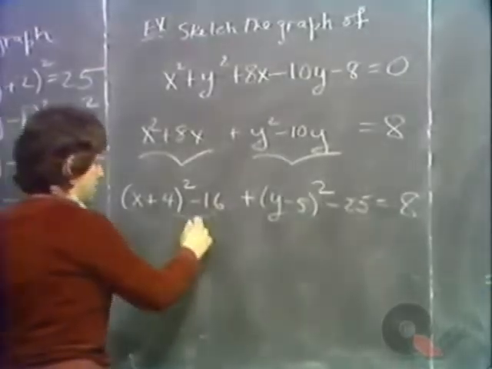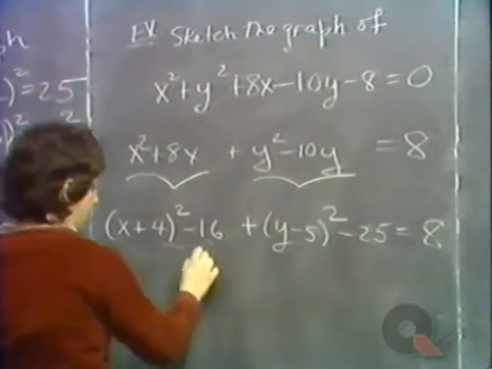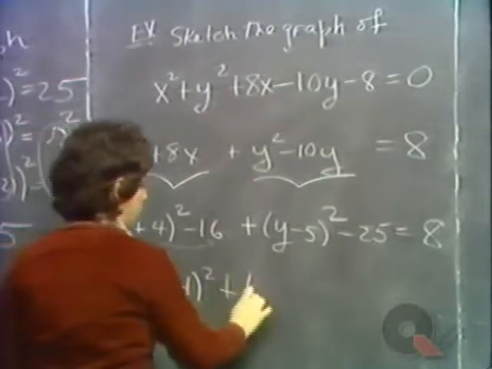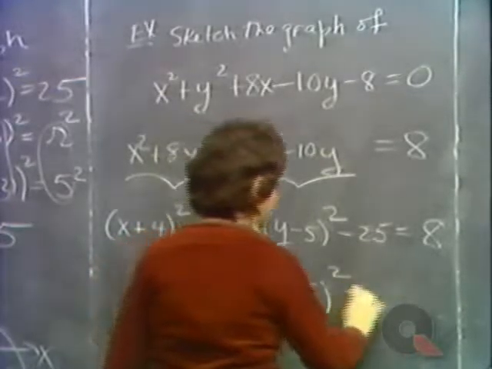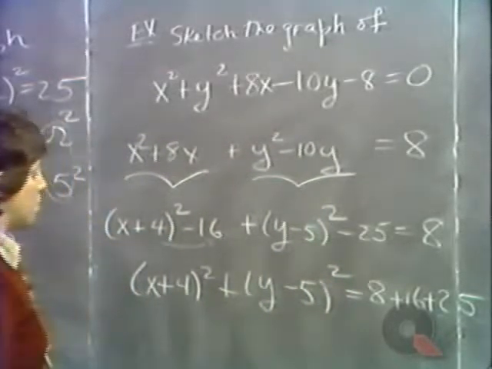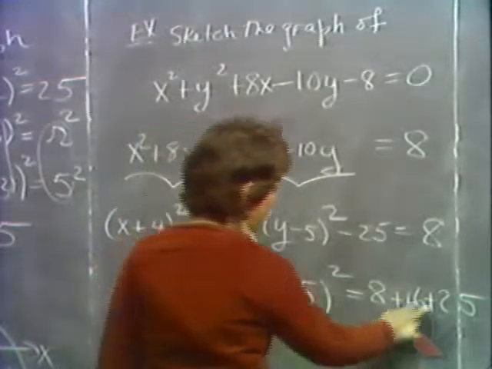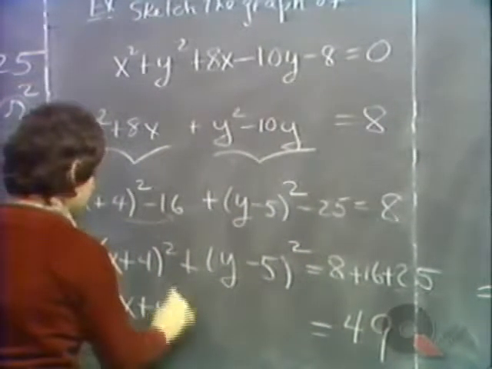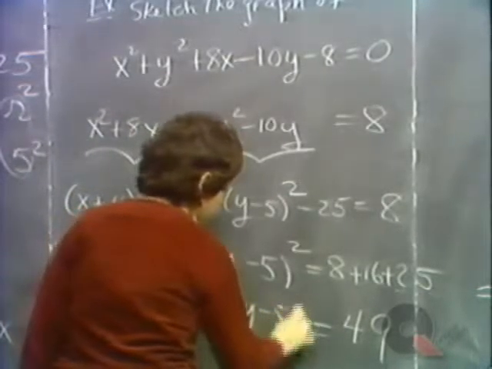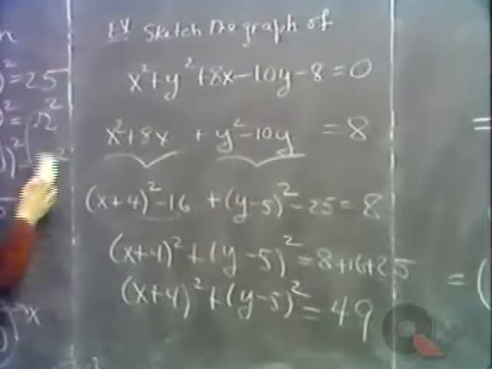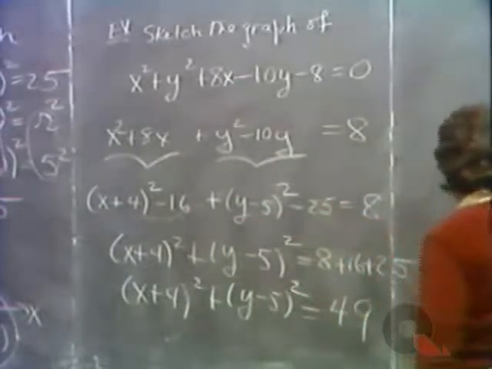Because if you then add 16 to both sides of the equation and add 25 to both sides of the equation, you get x plus 4 squared plus y minus 5 squared is equal to 8 plus 16 plus 25. But 8 and 16, that's 24, and 25, that's 49 over there. X plus 4 squared plus y minus 5 squared is 49. We now have this in the center radius form, and we'll be able to sketch the graph of the circle without any difficulty. Let's go over here and do it.